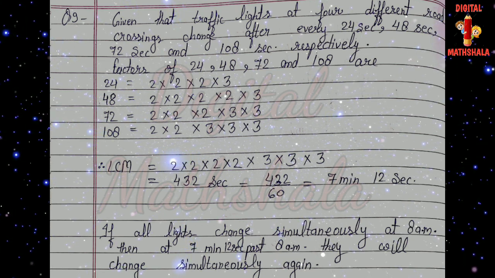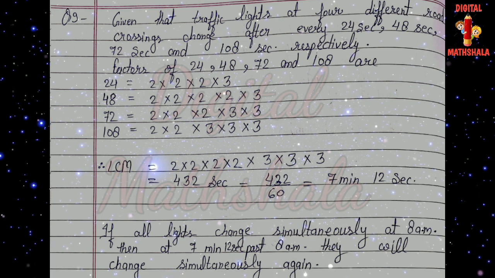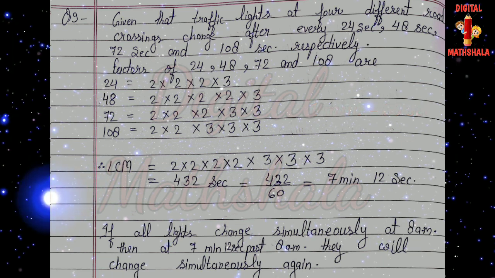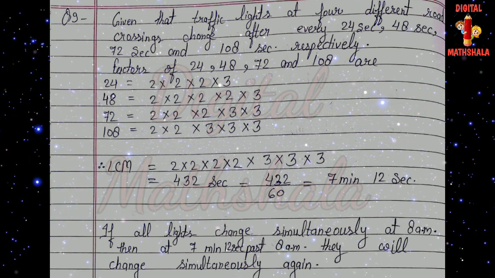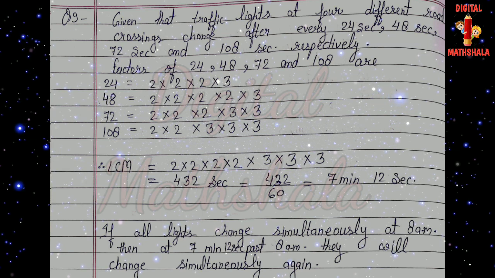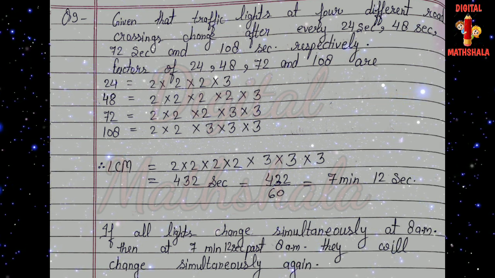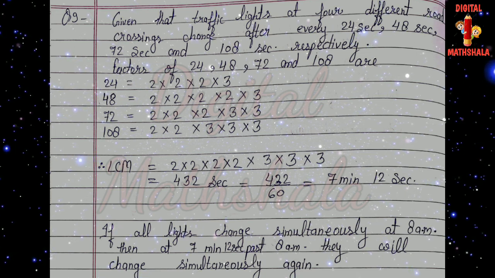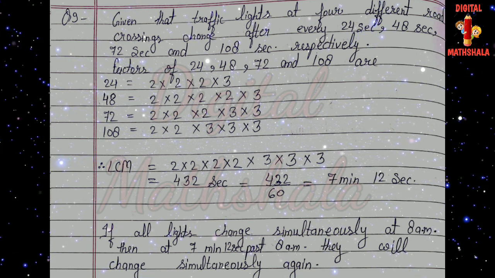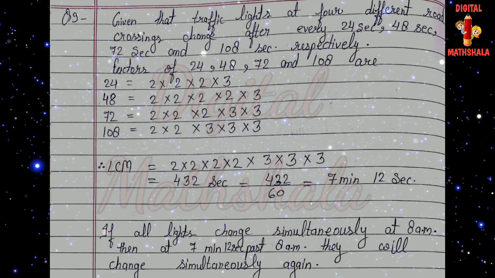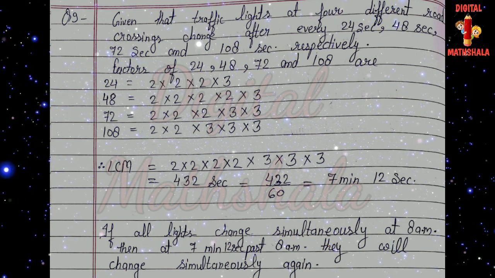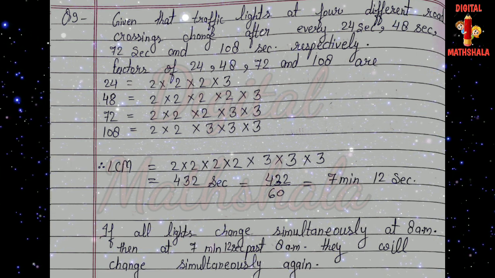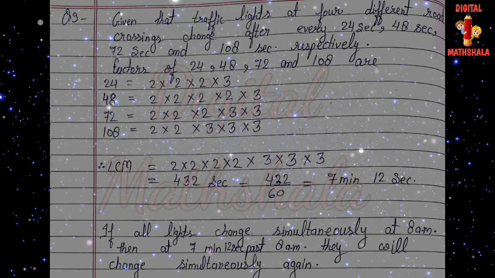When we change this into minutes, we will divide by 60, because second is the smaller unit and minute is the bigger. So we will divide only. We are changing smaller to bigger. So the answer will be 7 minutes 12 seconds. Now if all lights change simultaneously at 8 am, we will add 7 minutes 12 seconds to 8 am. So they will change simultaneously again at 8 am plus 7 minutes 12 seconds. That is the answer. Now we are moving to the next question.